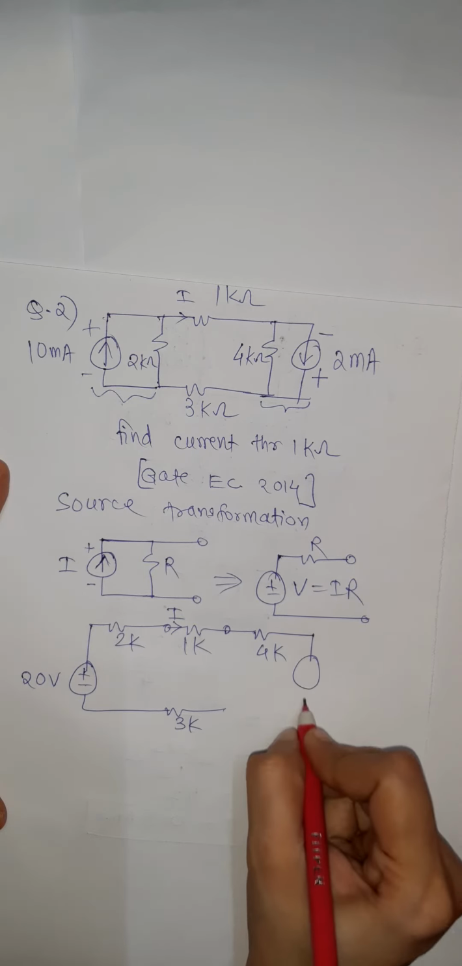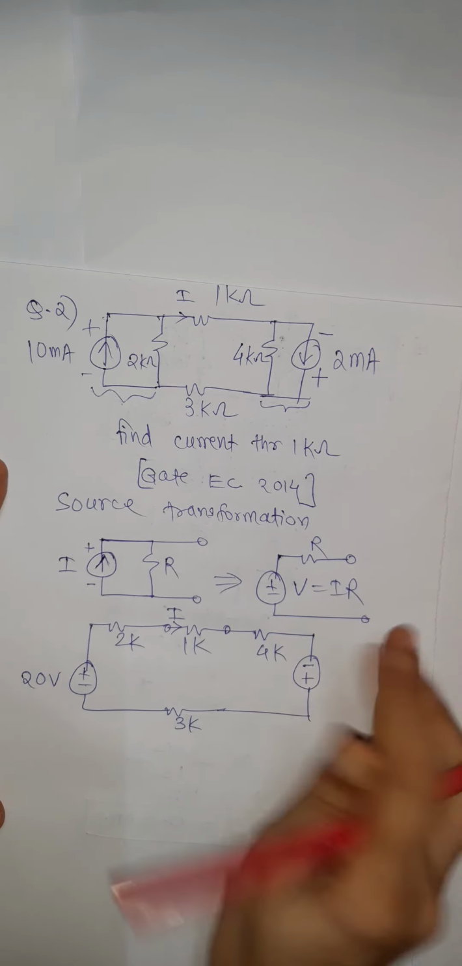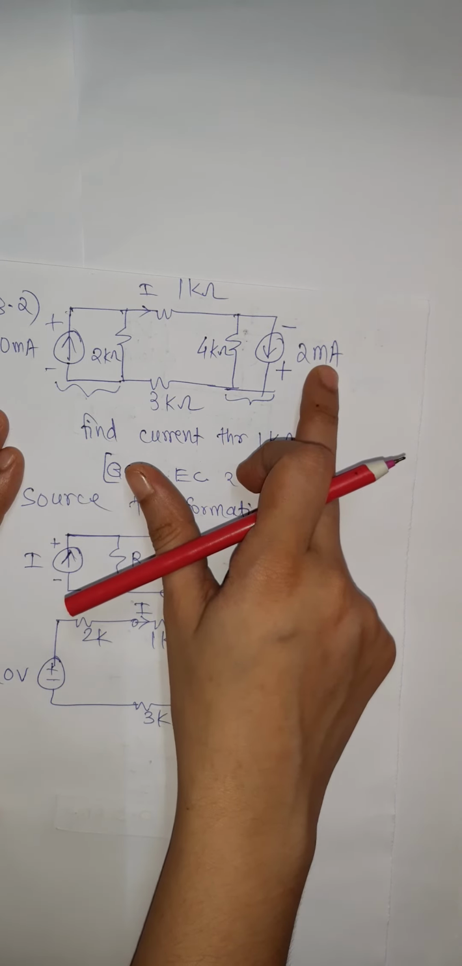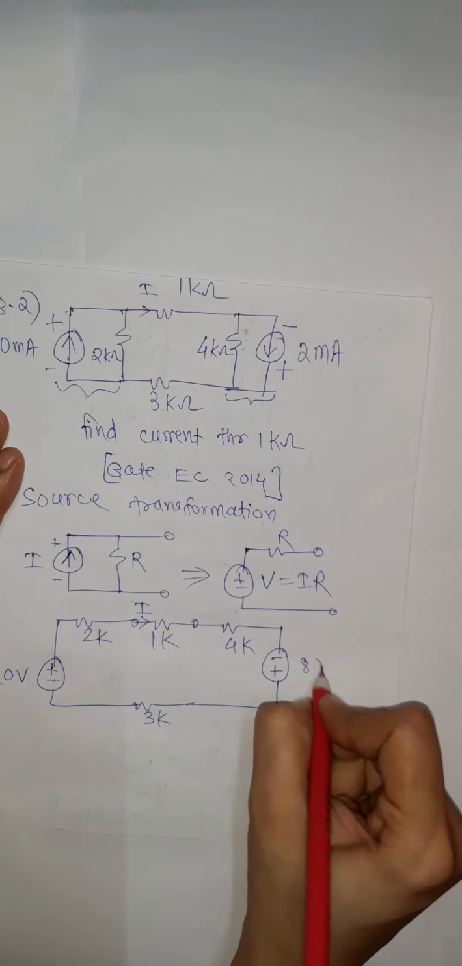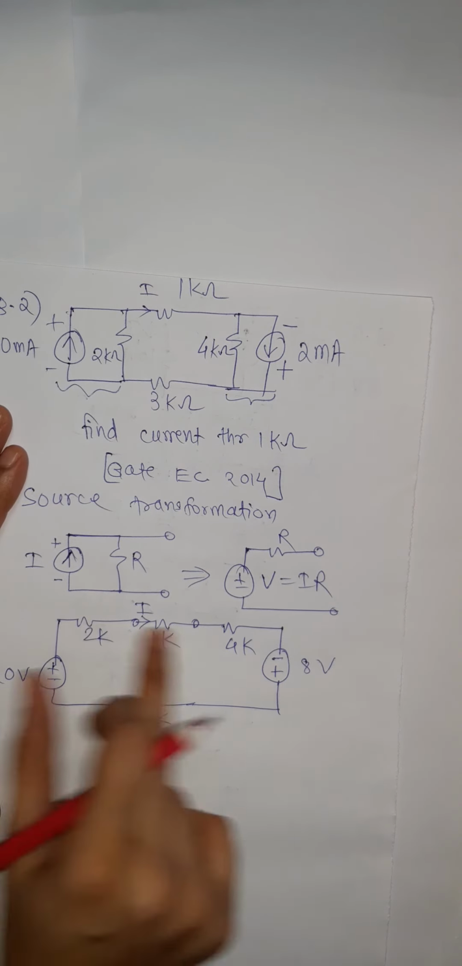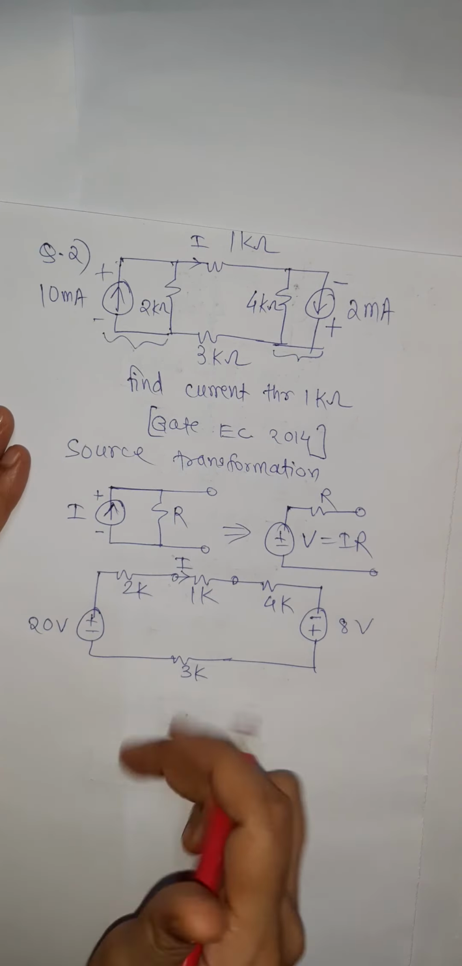So the voltage will have polarity like this, minus plus, and the voltage has the value 4K into 2 milliampere, 4 into 2, 8 volt. Now it is a simple circuit, so we can apply KVL in the loop to find the current I.